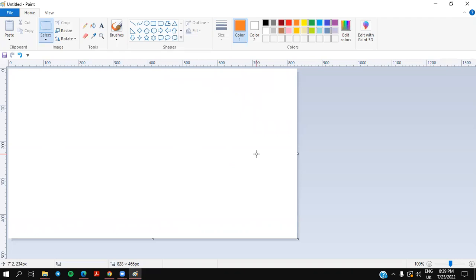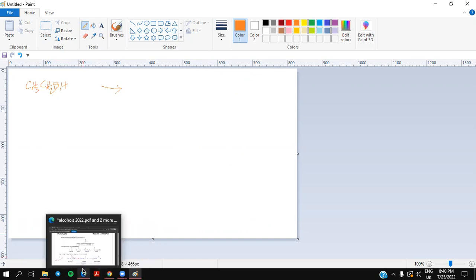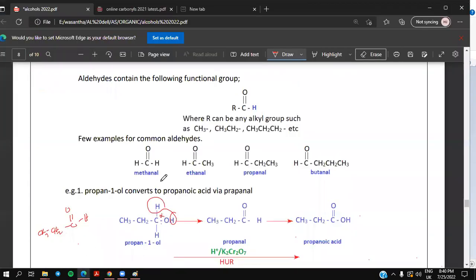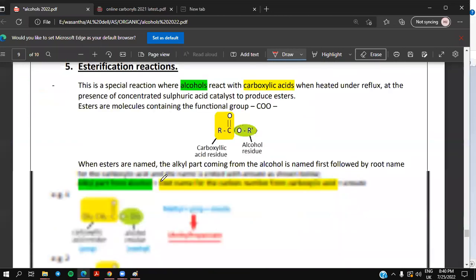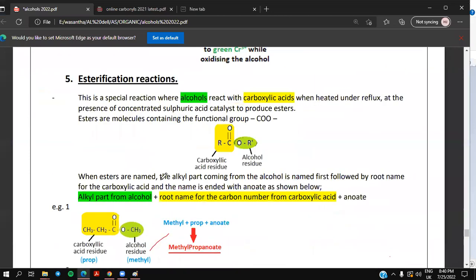I'm going to write some reactions. Let me check what we were trying to do again. This is done, ester molecule.